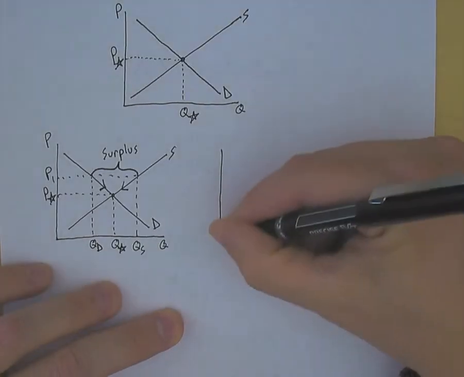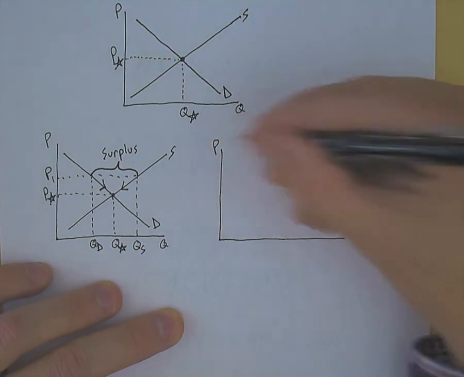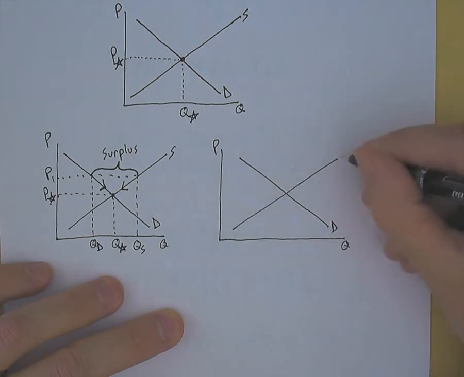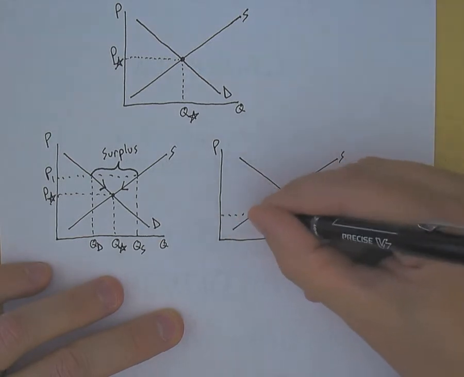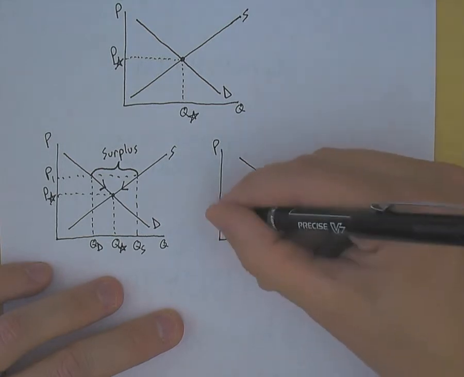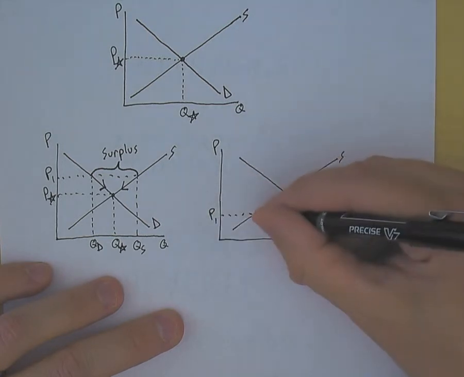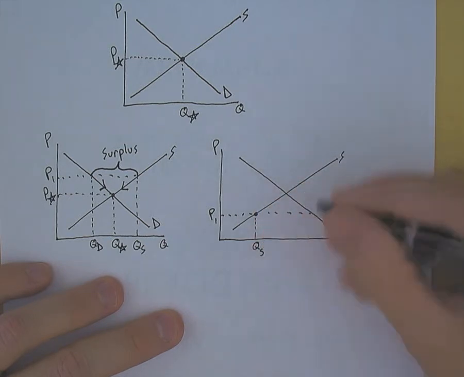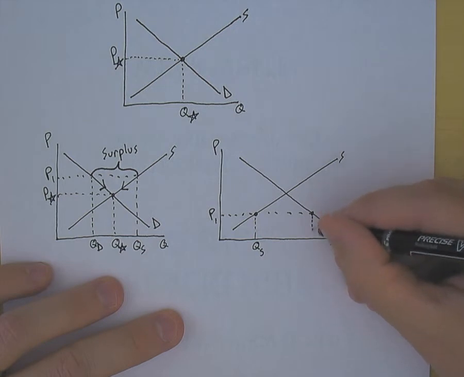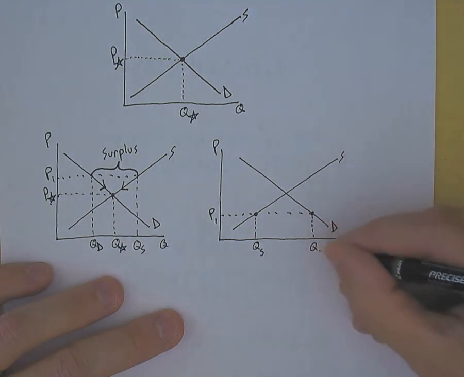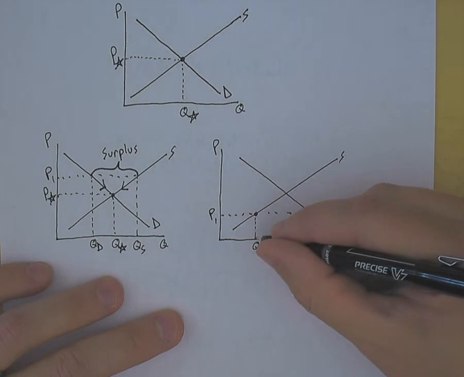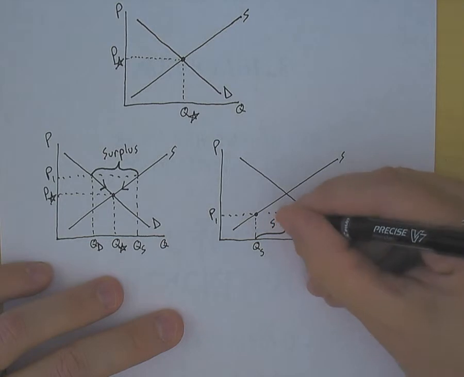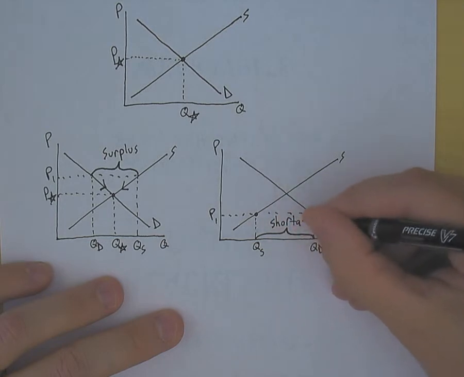What about on the flip side? When the price is set too low. Let's say the price is set down here. Here, you have your quantity supplied where that P1 hits the supply curve, and I go over to the demand curve to get the quantity demanded. Now, the quantity demanded is much greater than the quantity supplied. We have a shortage.